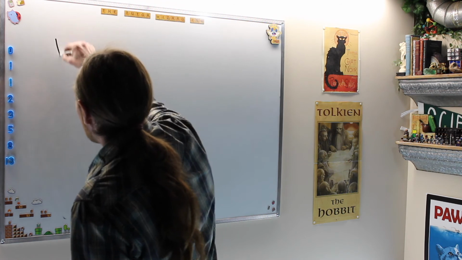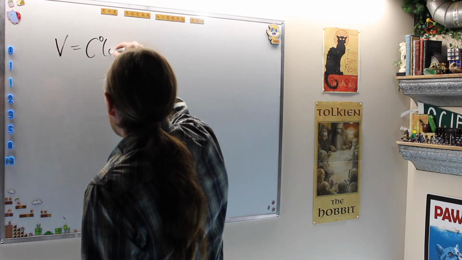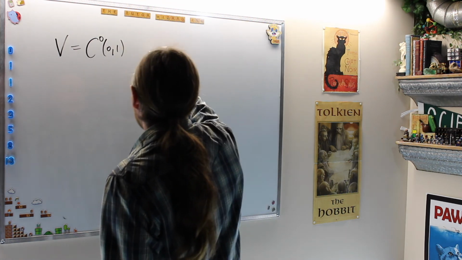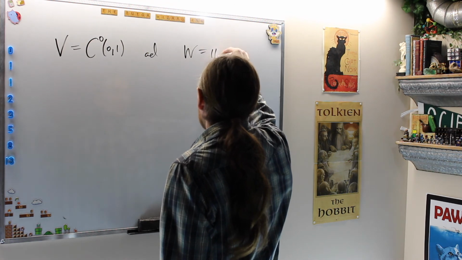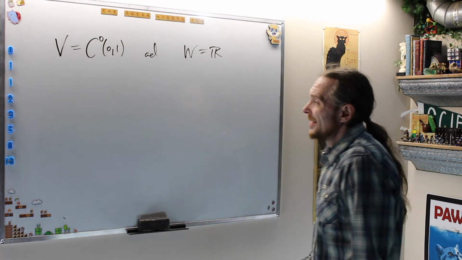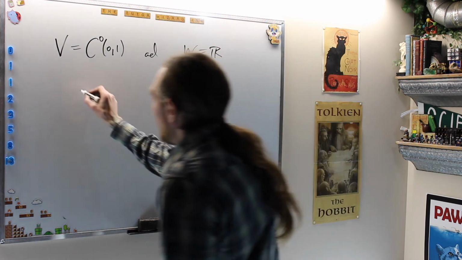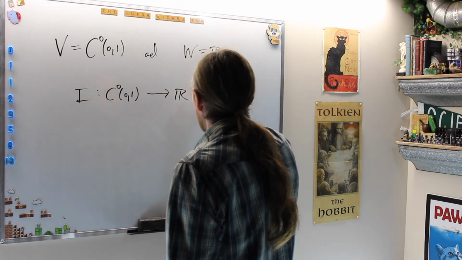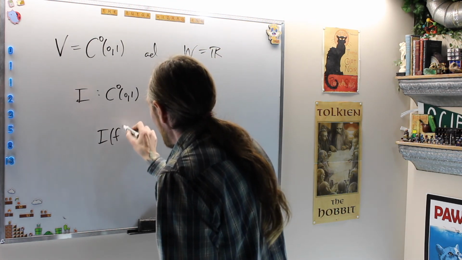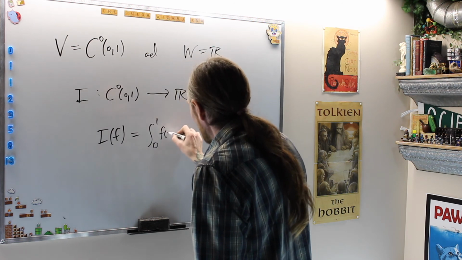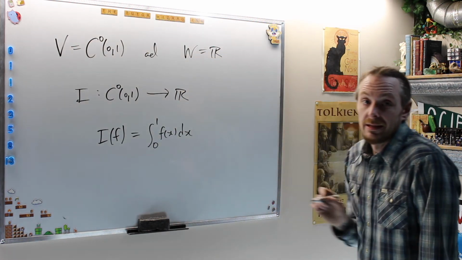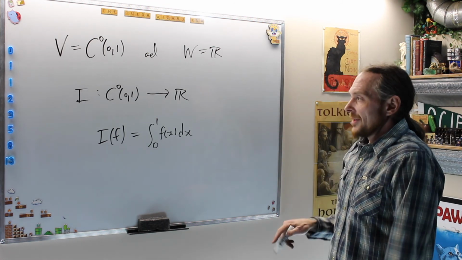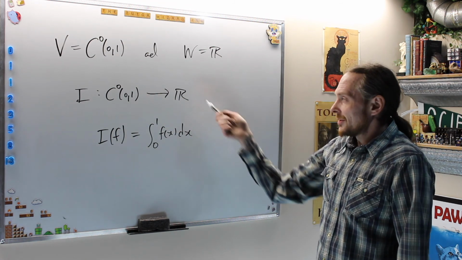Yeah, all right. Let's let V equal C0 on [0,1]. And let W equal R. Then the operator I from C0[0,1] to R, which is I of f equals the integral from 0 to 1 of f of x dx, is a linear transformation from continuous functions to the reals.